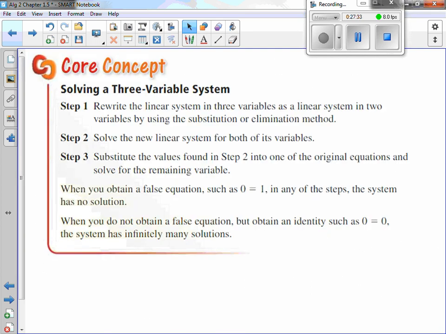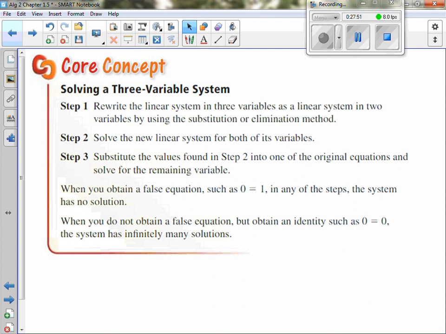When you obtain a false equation such as 0 equals 1, we had 0 equals negative 7, in any of the steps, the system has no solution. As soon as we get a false statement, 0 equals negative 7, 0 equals 1, we're done. It's false.